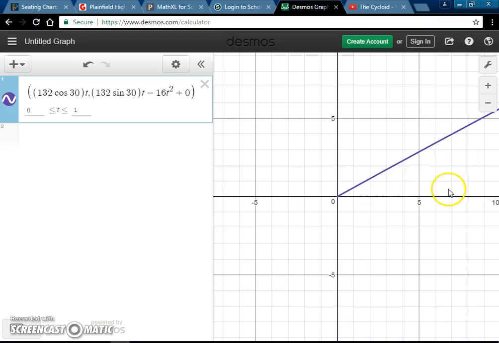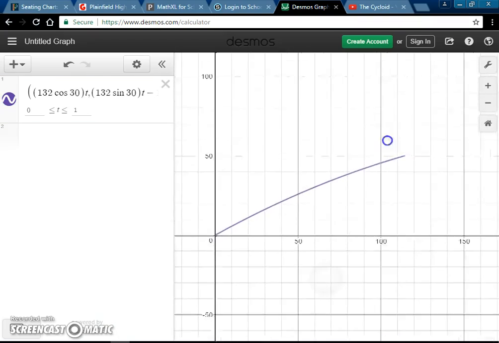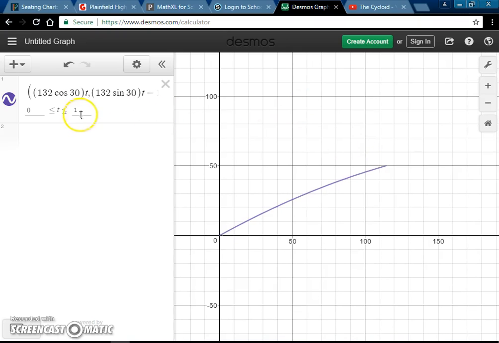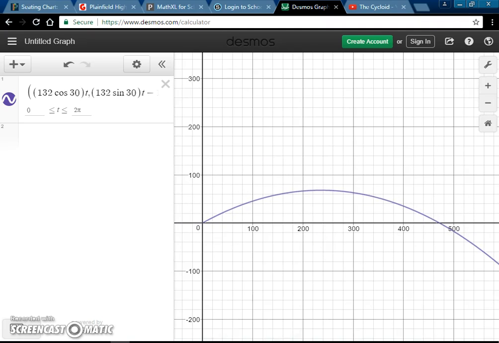Now, it looks like a line popped up, but that's not really a line. If you zoom out, that's not really a line. We just don't see enough of it. Change this to, I don't know, 2 pi. We can see an arc. That seems like what a golf ball might do. Okay, so let's try the others. Okay, let's graph all 3 of them at the same time.